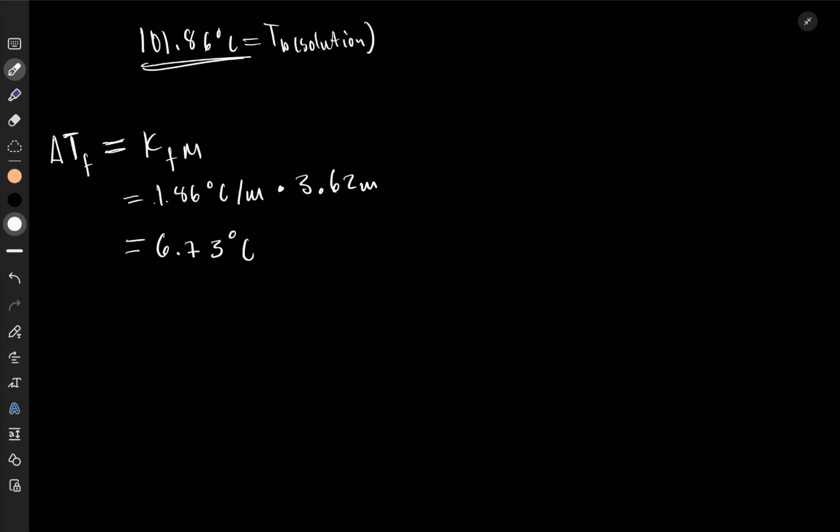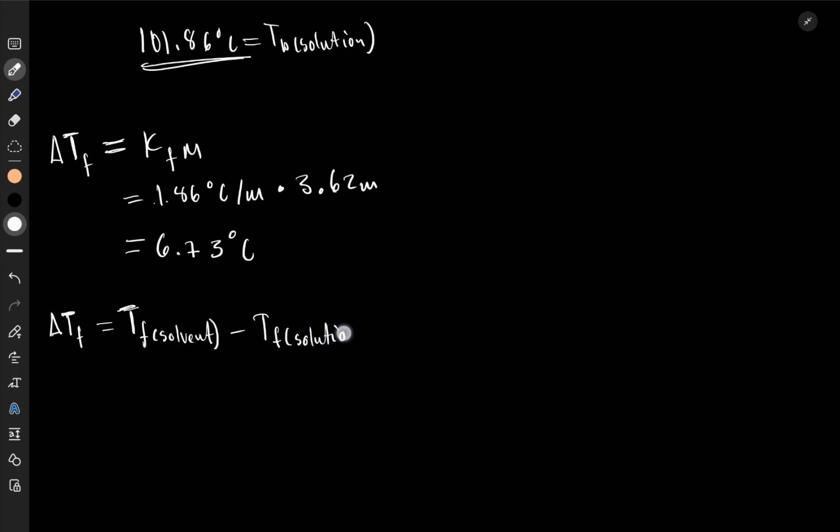Now, either way, we have this. Then remember what we will now say was delta TF. Now we want to use the second formula so that we can find the freezing temperature of the solution. So what do we say? We know that the freezing point depression is going to be equal to what? The freezing temperature of the solvent minus the freezing temperature of the solution.